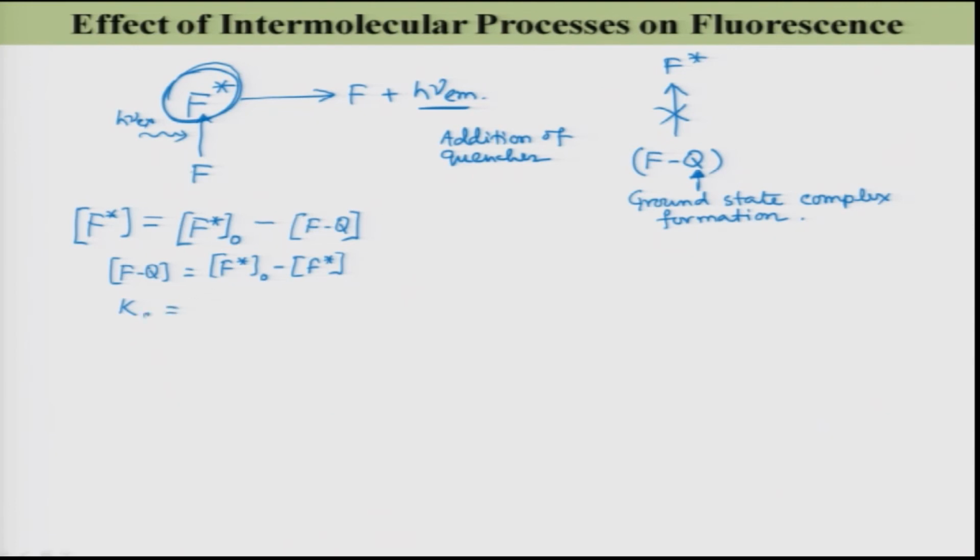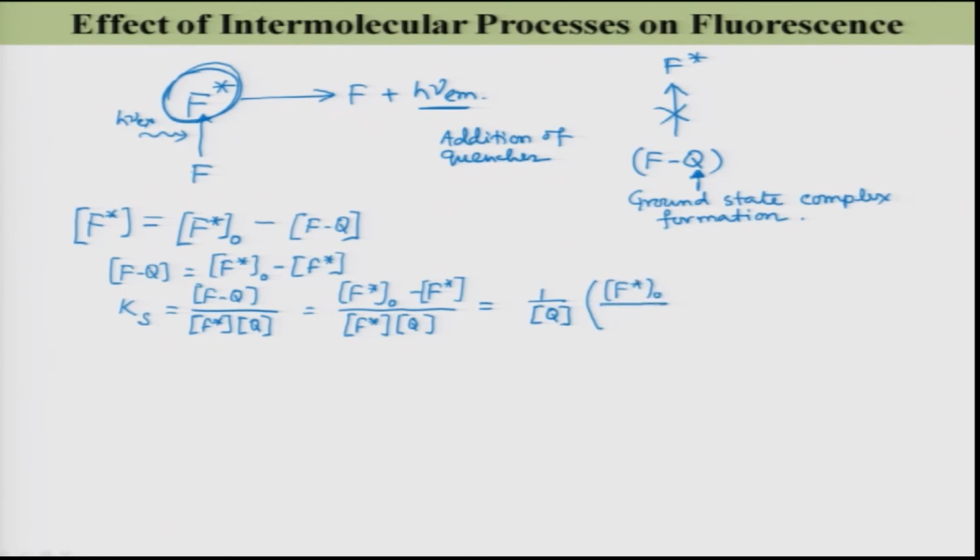So, I can write some equilibrium constant, FQ divided by F star into Q. So, this is equal to F star 0 minus F star, divided by F star into Q. This is equal to 1 over Q into F star 0 by F star minus 1.